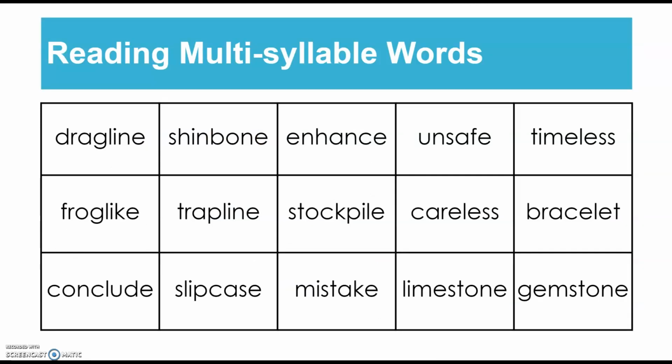All right, today when we read in the grid, we're going to read with a partner. So if I was partner A and the person sitting next to me is partner B, I would read the word drag line. My partner would then read shin bone, and we would read all the way to the bottom.